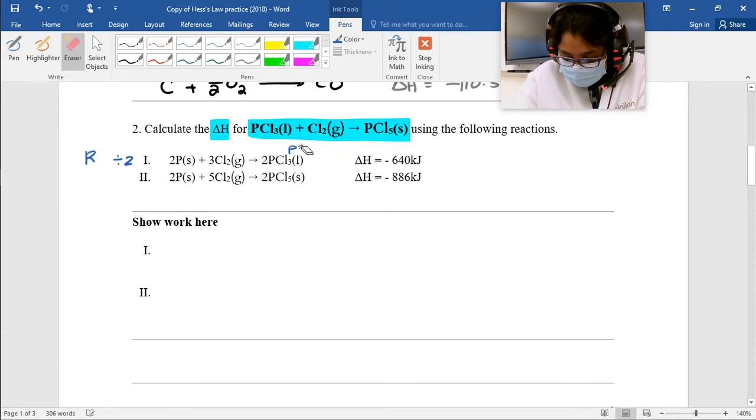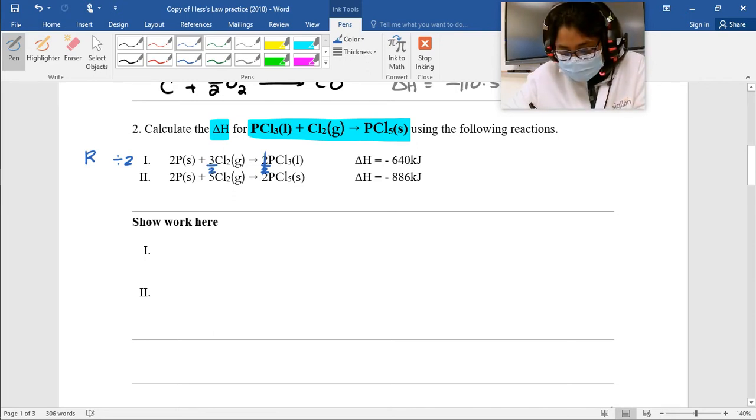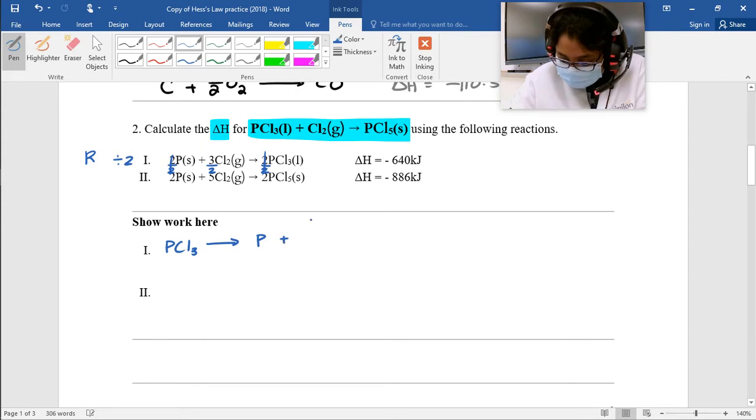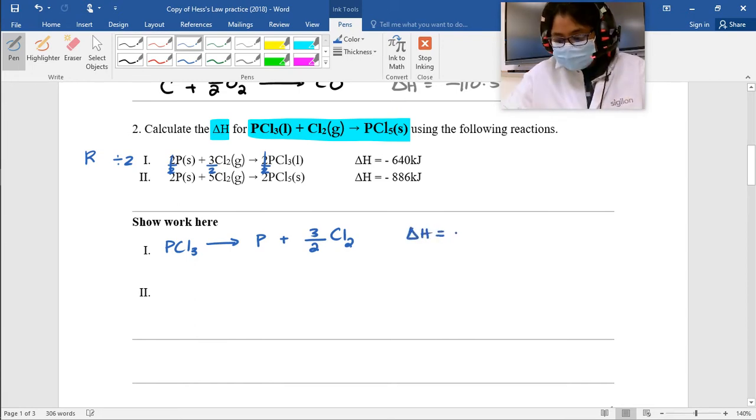So let me divide by 2 first. 2 divided by 2 gives me 1 PCl3. 3 divided by 2 gives me 3 halves Cl2. And then 2 divided by 2 gives me 1 P. Okay, now let's flip it. PCl3 becomes a reactant now. It goes to P plus 3 halves Cl2. Totally fine to leave it as a fraction. Okay, delta H here, you have to reverse the sign. So this becomes positive. 640 divided by 2 is 320 kilojoules.